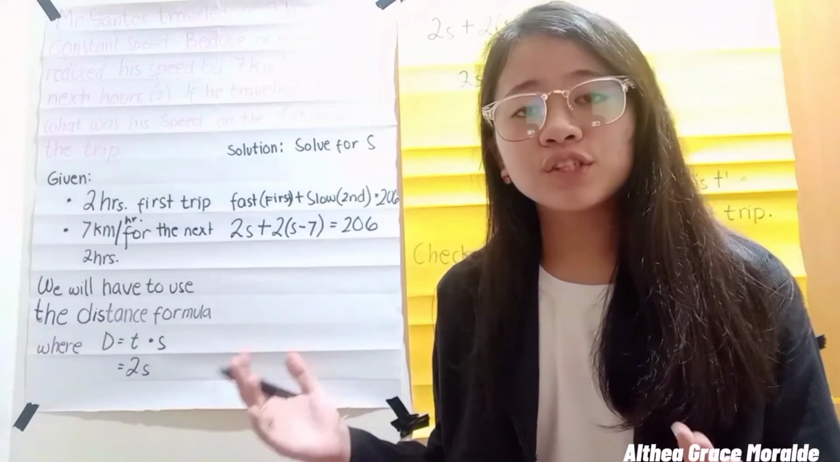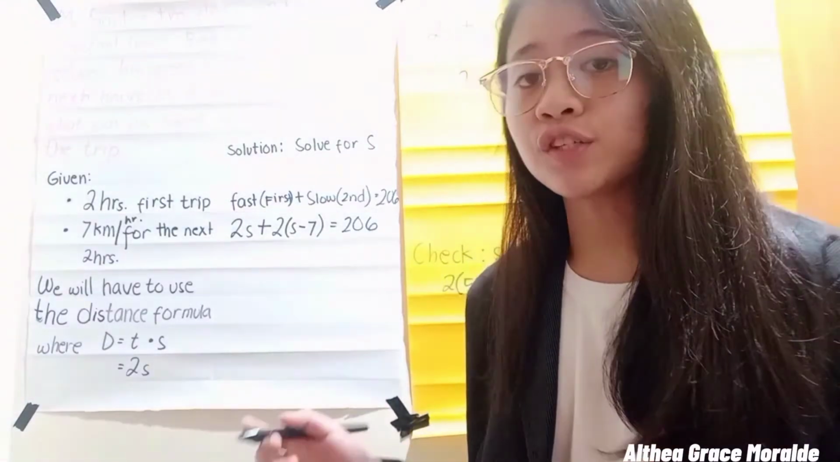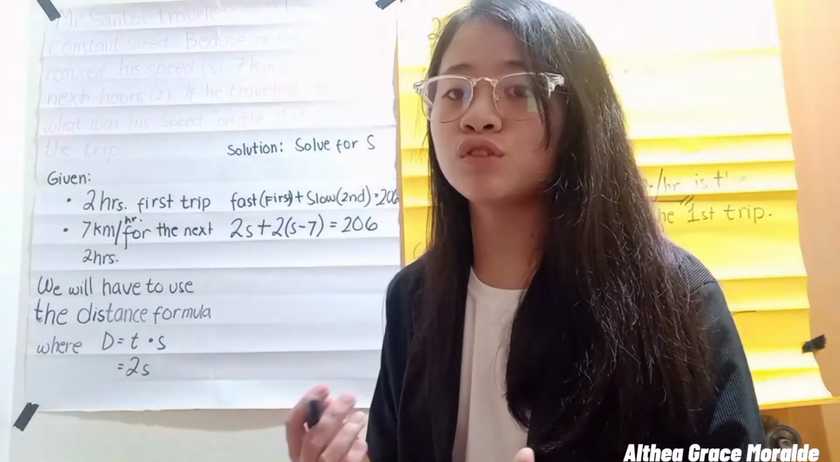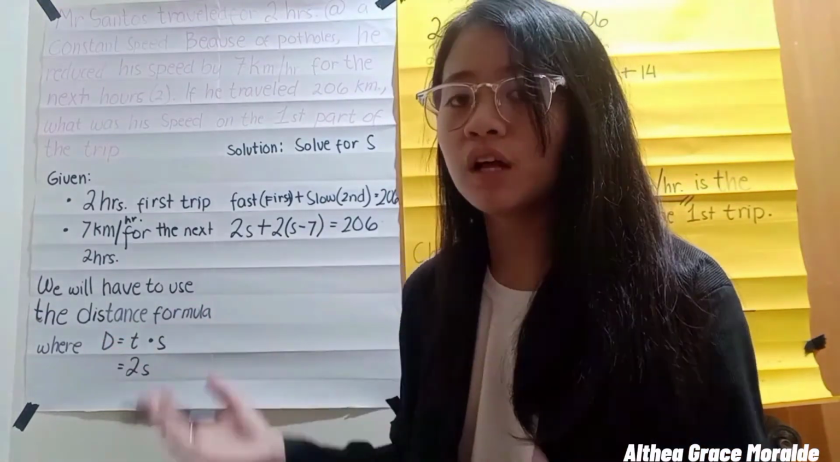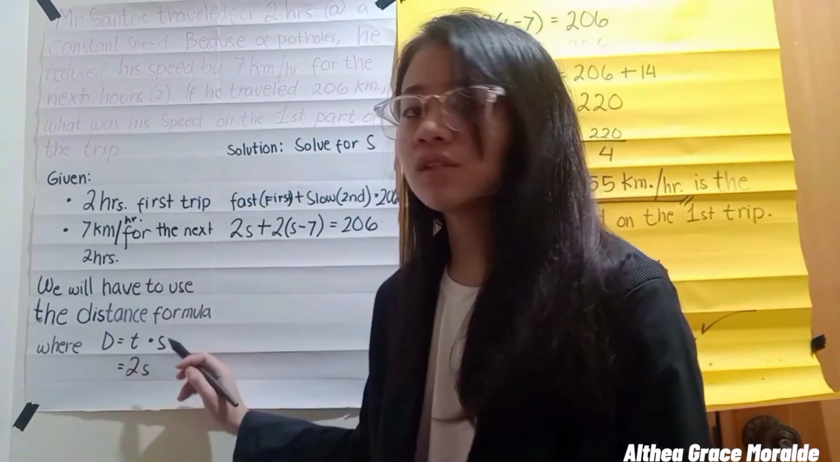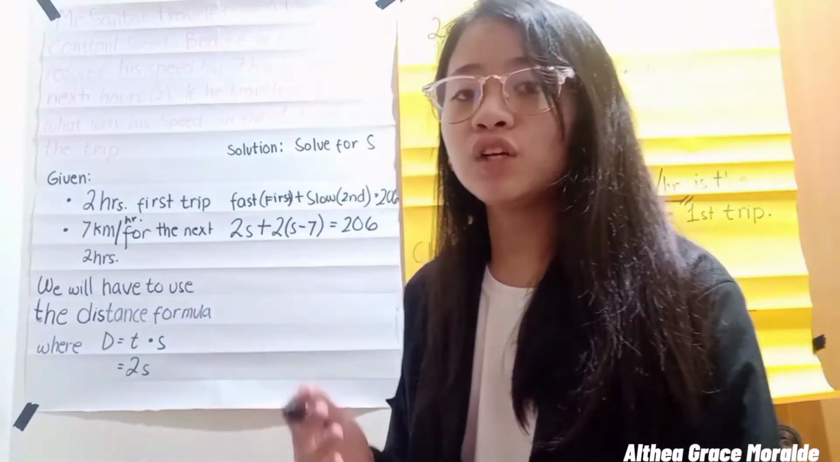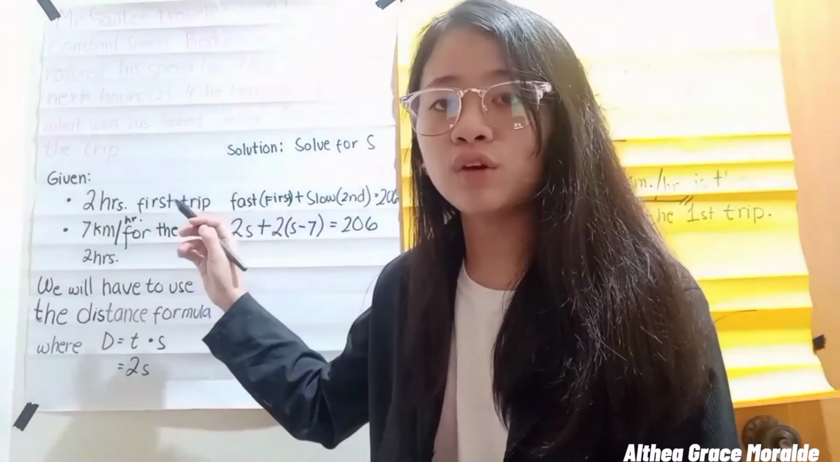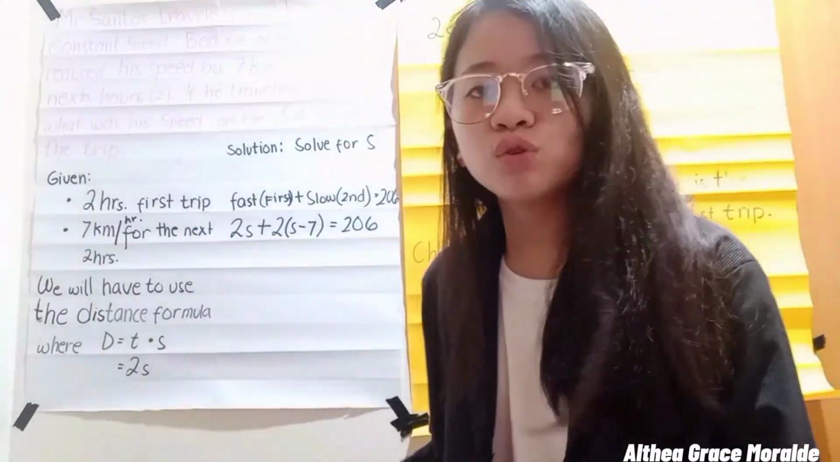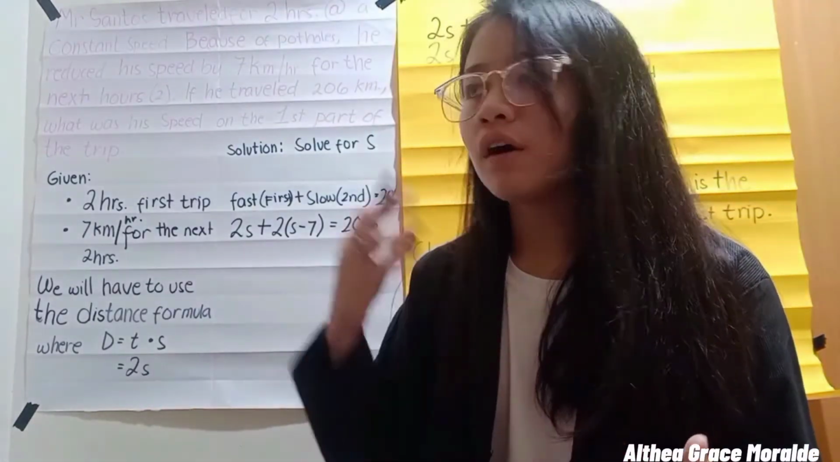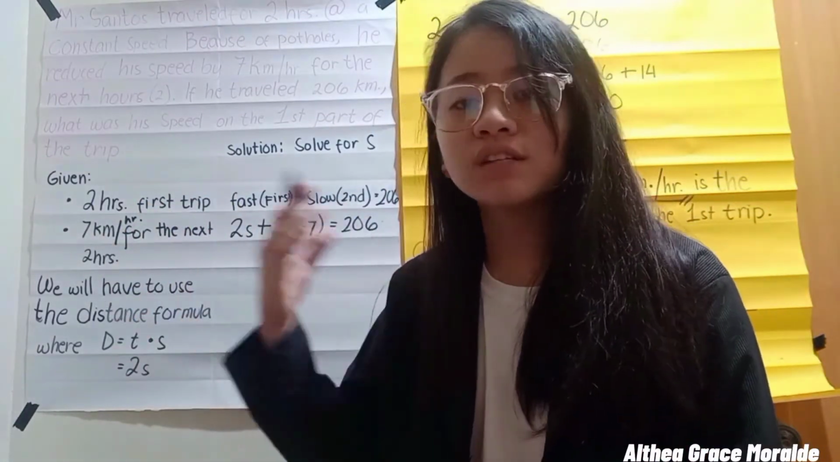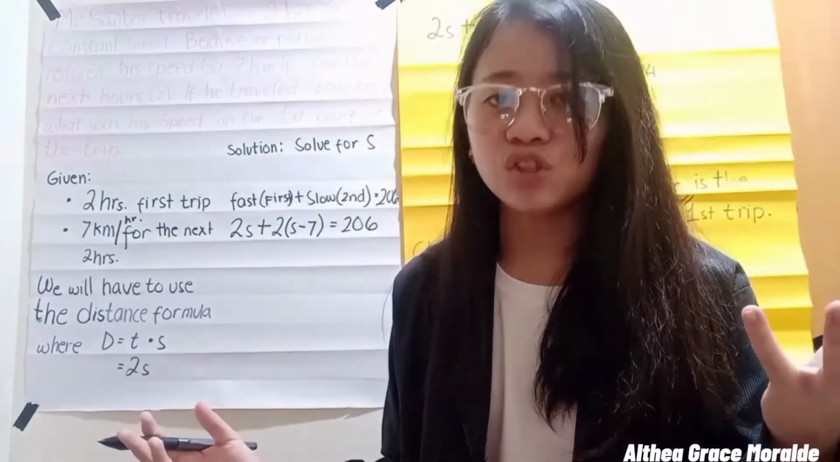Now problem number 9 asks for how fast Mr. Santos was traveling for his first trip. Now in order for us to find the solution to this problem, we're going to have to incorporate the formula for distance, which is speed times time. And here, we're going to substitute our value of time as 2 because 2 hours is the given value for our time. Now we're going to have to combine both trips together, the distance of the first trip and the distance for the second trip.